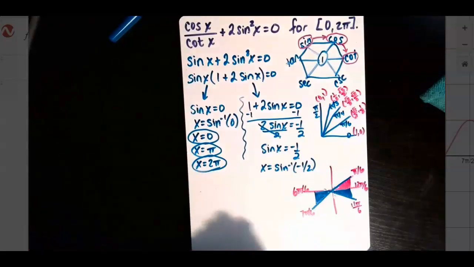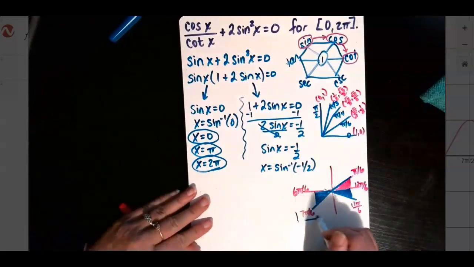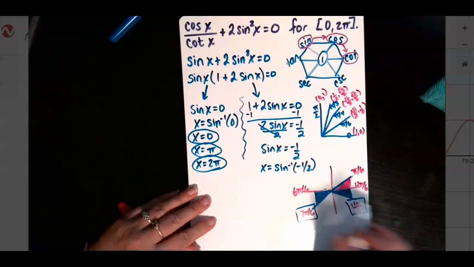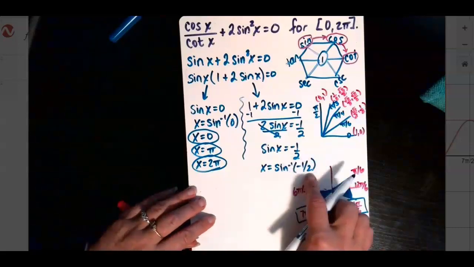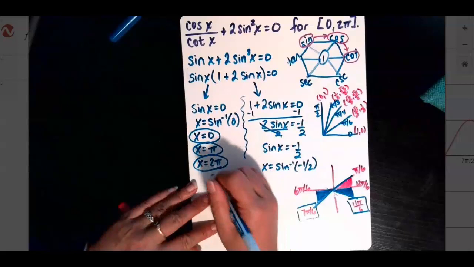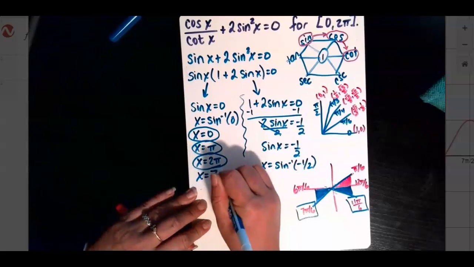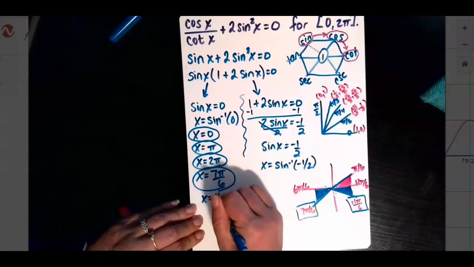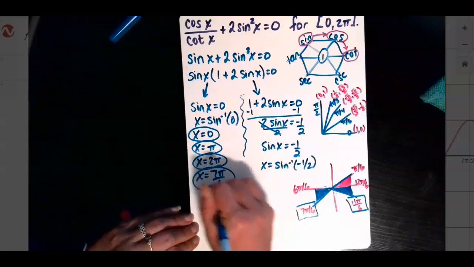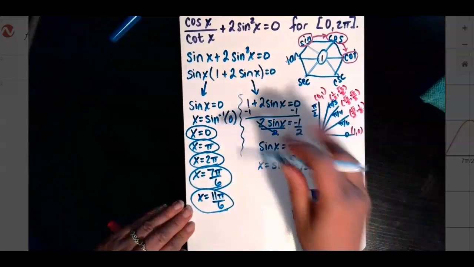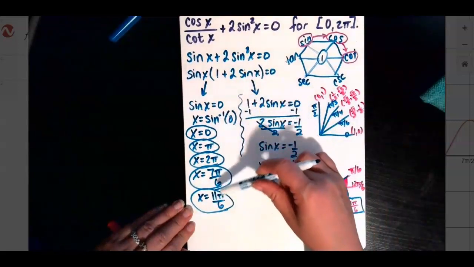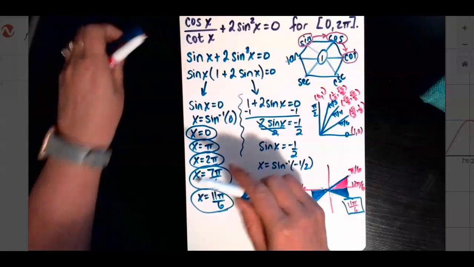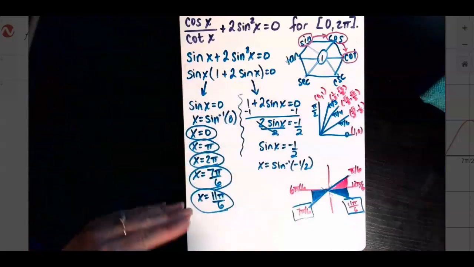And so those are the two solutions to this equation, x equals arcsine of negative 1/2. So x is equal to 7 pi over 6, and x is equal to 11 pi over 6. So that's 1, 2, 3, 4, 5 solutions that we want to check for this equation.